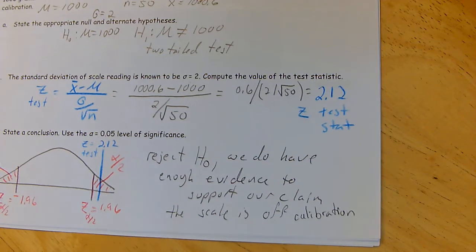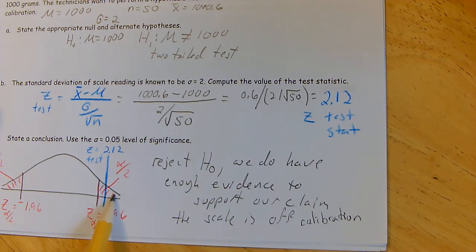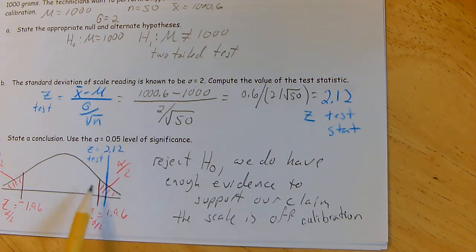We've done a lot of examples where we end up in the red zone. You don't always. If it doesn't make it to the red zone, we fail to reject and we are not right.